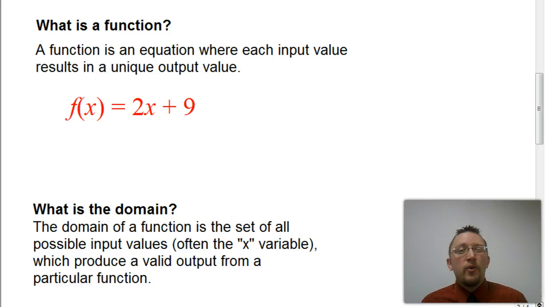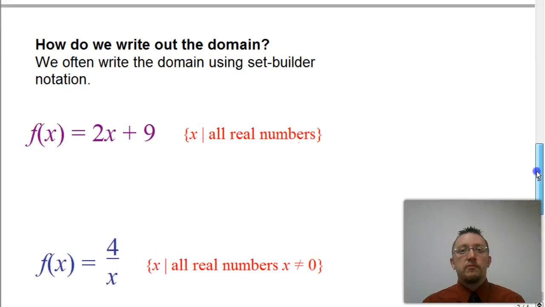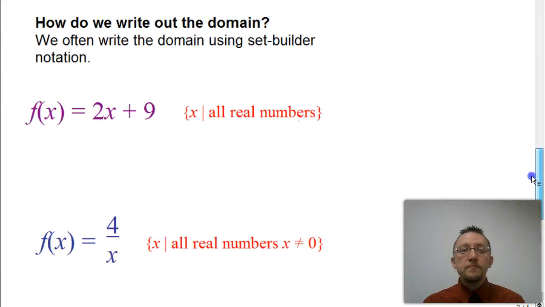Now, how do we write that? What do we put as our answer? Well, one of the ways that we can write our answer is using what's called set builder notation. What's set builder notation, you ask? Good question. So here's how we write our domain using set builder notation. For that f of x equals 2x plus 9, the way that we'd write that your domain is all real numbers is like this. So here's how we do it.